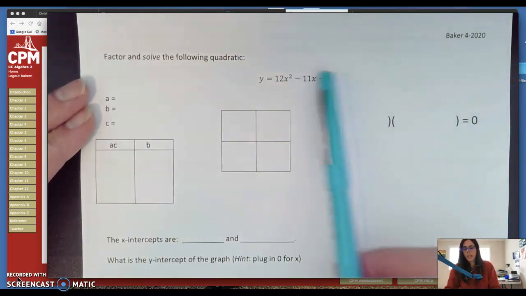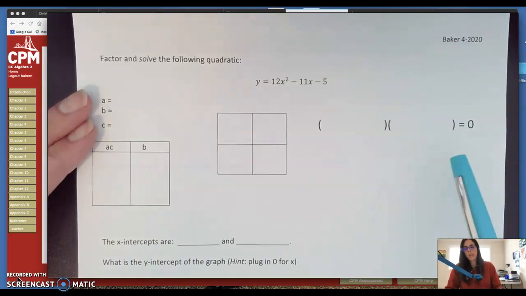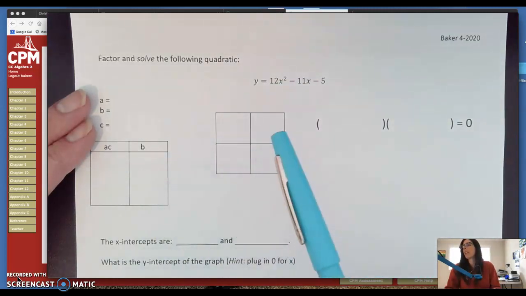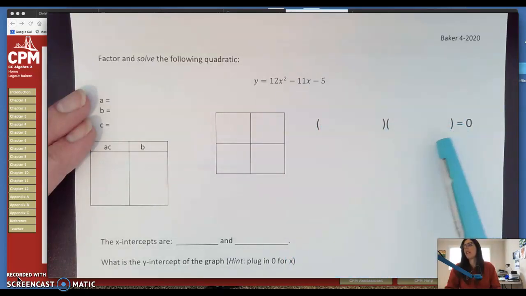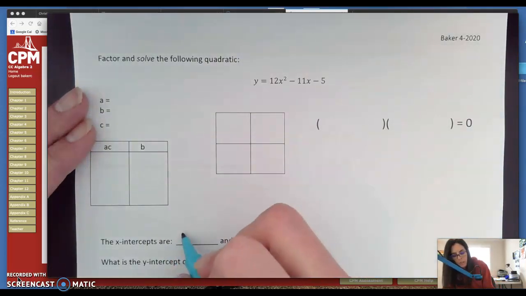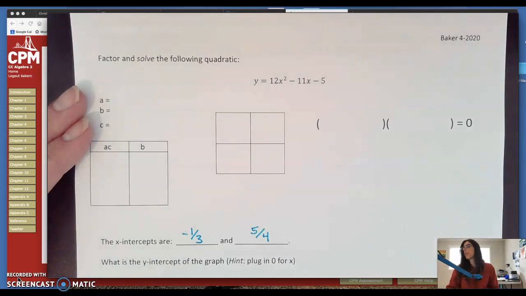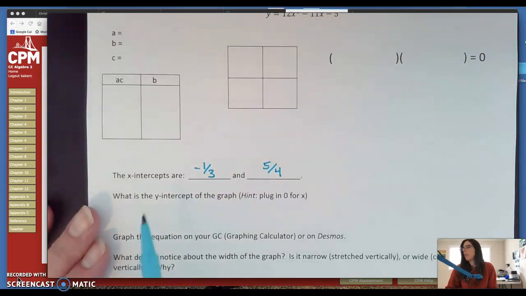So I'm going to leave the first part up here for you. And I do have a video that some of the teachers and I did. I'm not sure if I'll have it ready by Monday, but I'm thinking you should be able to get this part on your own. So you're going to do the ACB chart, the box, and then whatever factors you get, you're going to put them in here. Set them equal to 0. And the two solutions that you're going to get, I'll just give you those right now. It's -1/3 and 5/4.